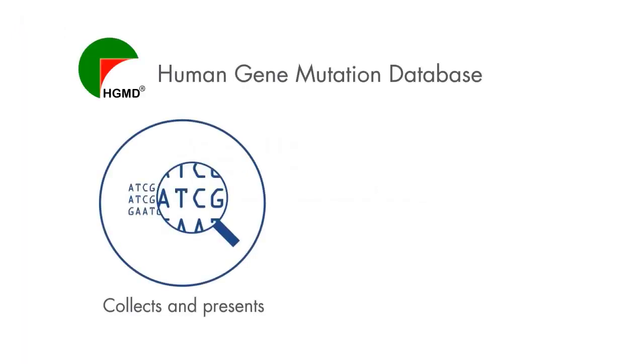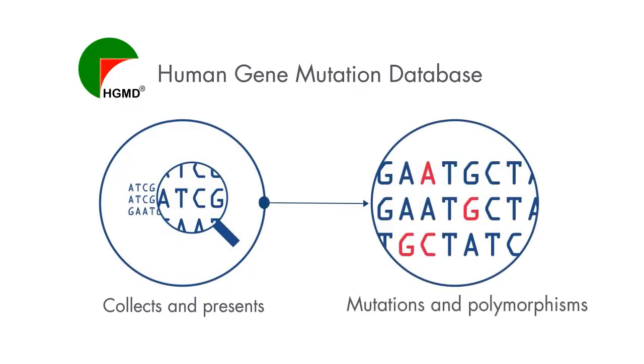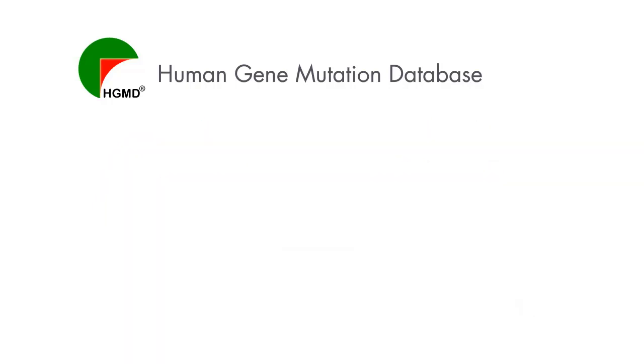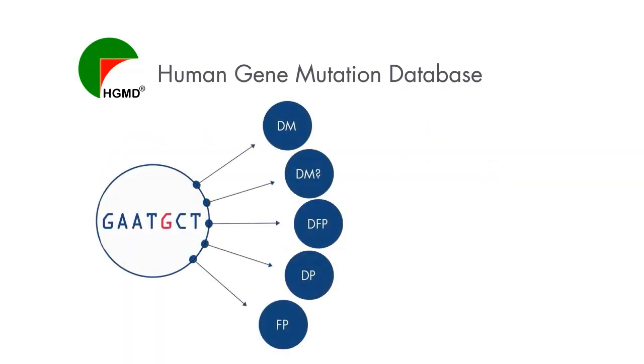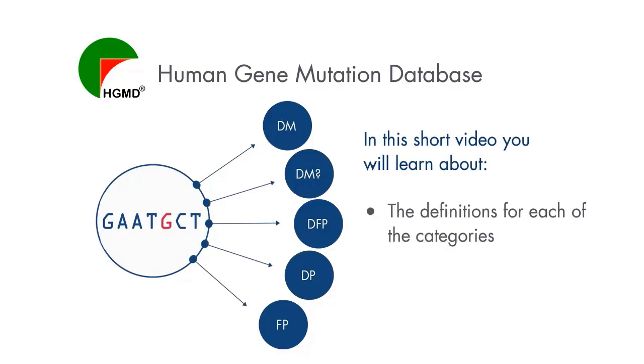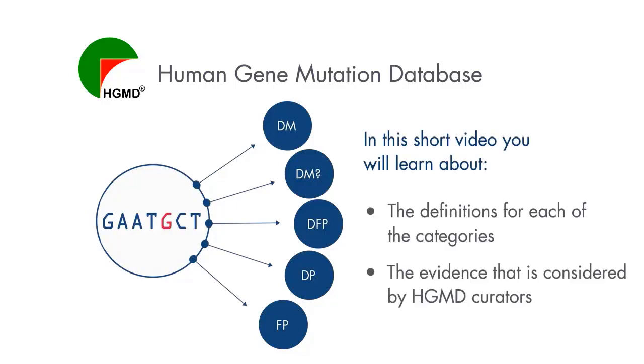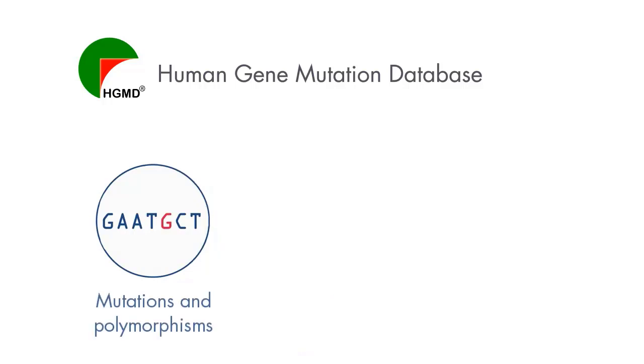The Human Gene Mutation Database collects and presents a comprehensive list of mutations and polymorphisms reported as disease-associated in the published literature. Each mutation is assigned to one of 5 categories based on the level of evidence that is presented for pathogenicity. In this short video, you will learn about the definitions for each of the categories and the evidence that is considered by HGMD curators.